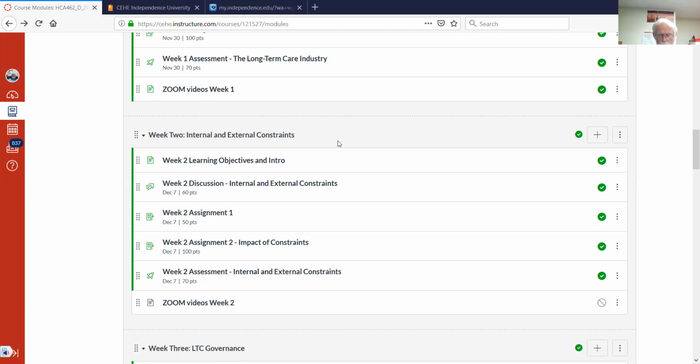Internal constraints include a lot of different things: budgets, staffing, the availability of staff, facilities themselves, what condition they're in. So there are a number of these things. So you're going to be working through them. This week you're going to be doing chapters 9 through 13. So let's go ahead and take a quick look at what those comprise.